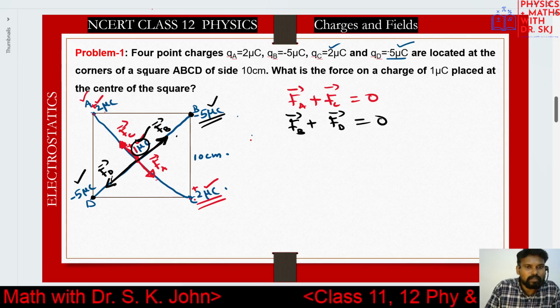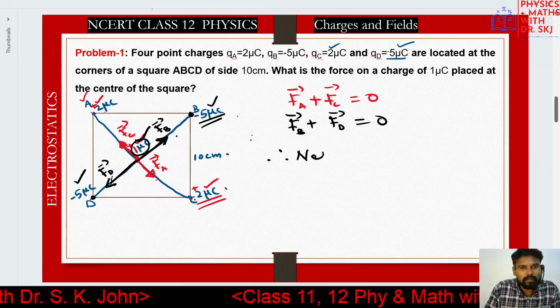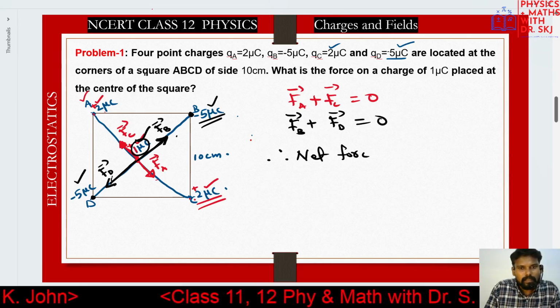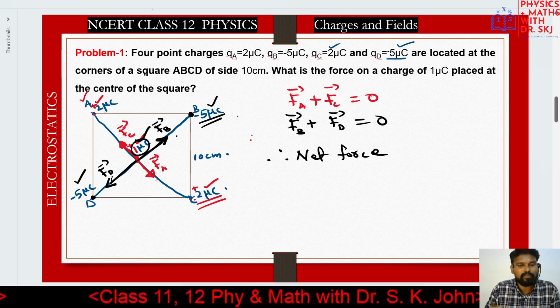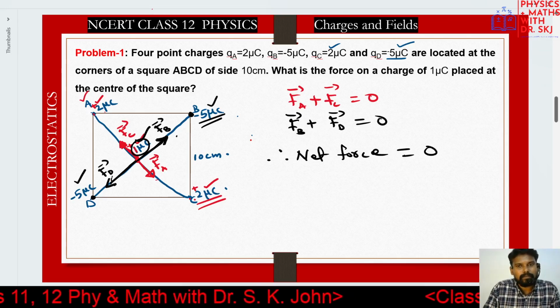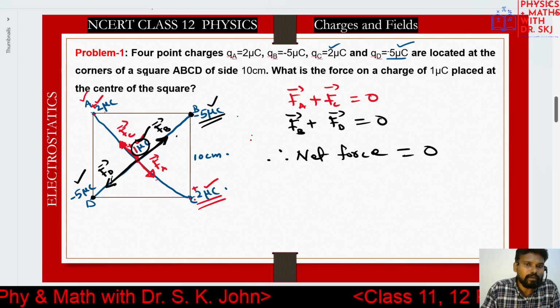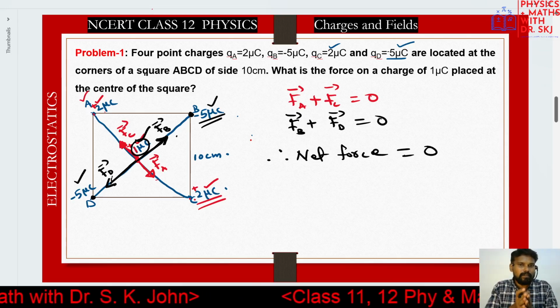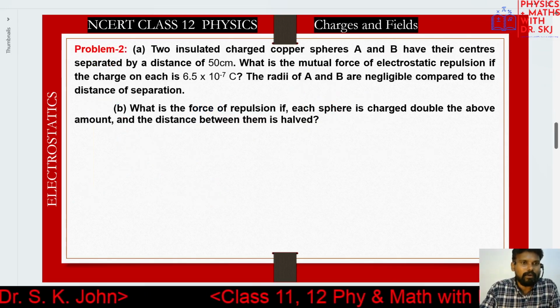So what is the net force? Therefore the net force, means the sum of all forces FA plus FB plus FC plus FD, is equal to 0. So the net force acting on the 1 microcoulomb charge placed at the center is 0. Okay, we are going to the next question.